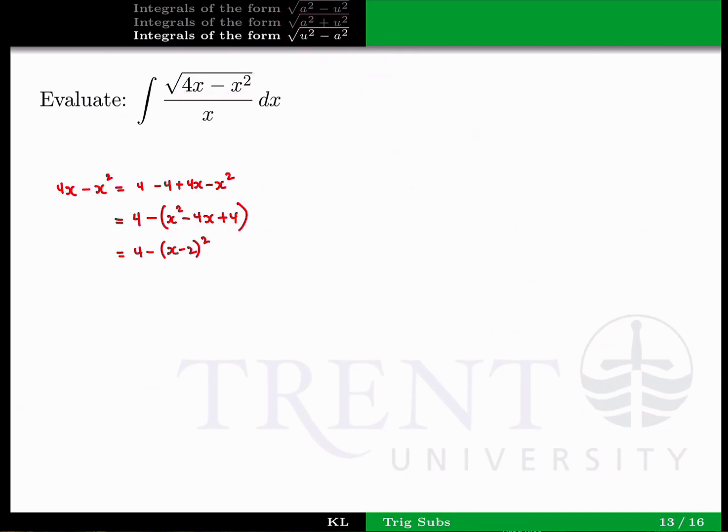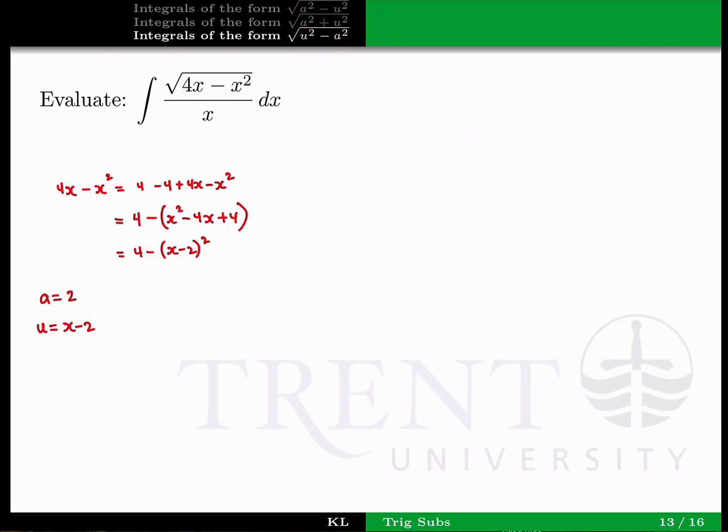And now, in this, you can see that we got a constant squared minus a function squared. And it is now of this form. Meaning our a here will be equal to 2. Our u is equal to x minus 2. Since this is the first form, constant squared minus u squared, we use sine substitution.